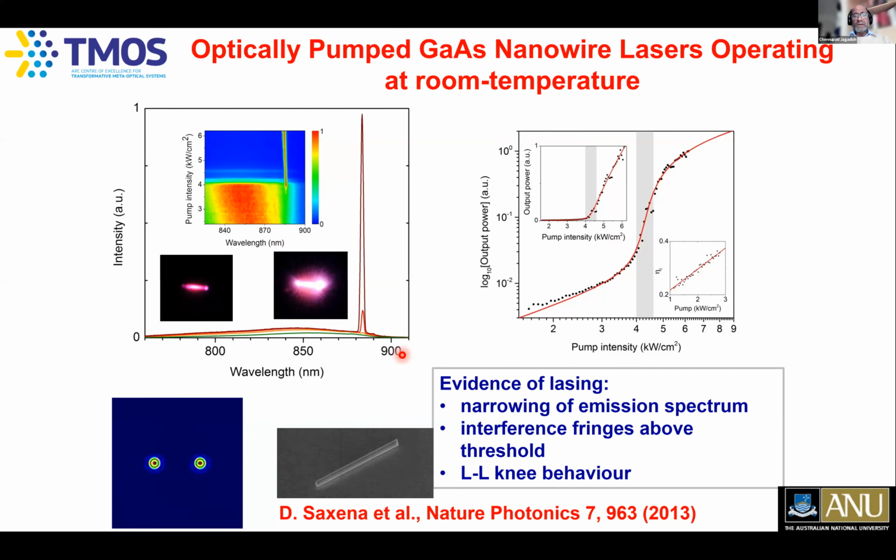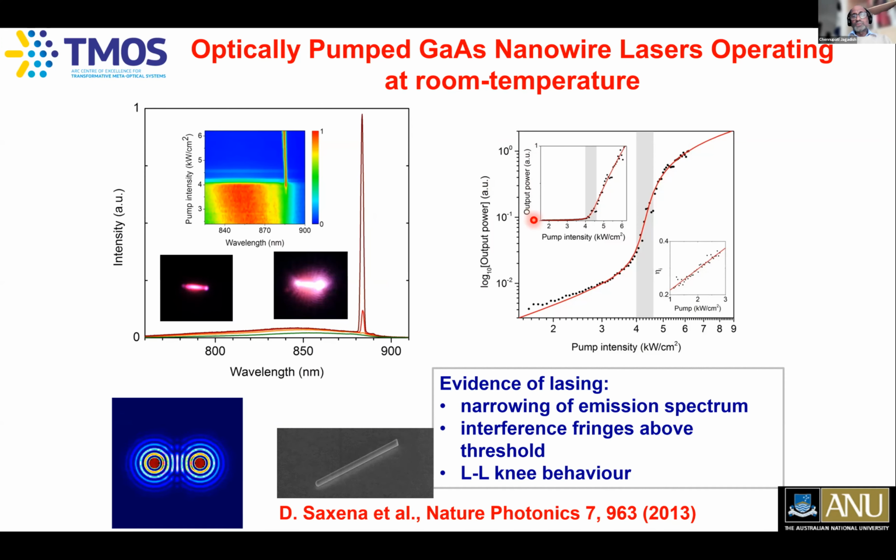You can see if you start pumping these nanowires, below threshold, you see a broad light emission, like spontaneous emission, or like a light emitting diode. And then above threshold, you see a very sharp light emission, like a stimulated emission, and coherent light is coming from a particular narrow wavelength, for example.